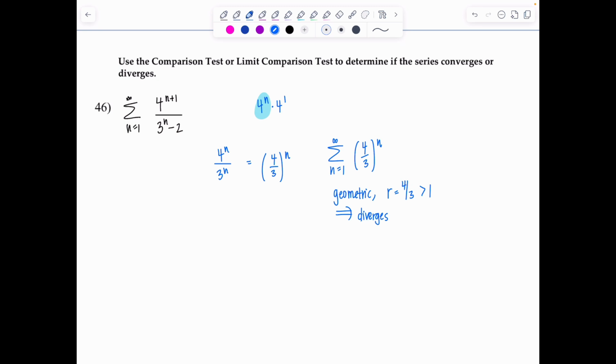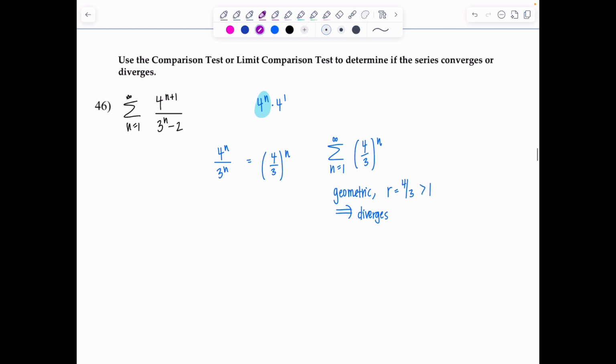So I can do limit comparison test, take the limit of these terms over 4/3 to the n. If I were to just do direct comparison, I would need to show that these terms are larger than 4/3 to the n. Can I do that? Actually, I think I can. So then I don't even have to mess with taking a limit.